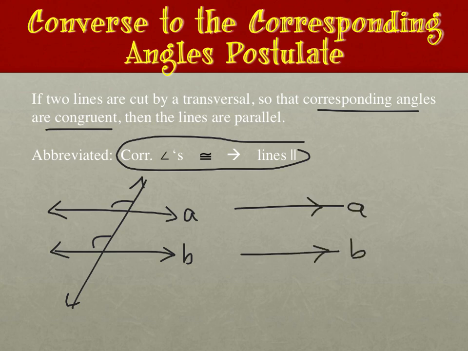So A is parallel to B, and then I cut this, I would say, what do you know about angle 1 and 2? You would say angle 1 is congruent to angle 2 because we know that the lines are parallel. So it's just a matter of what information you're given first.